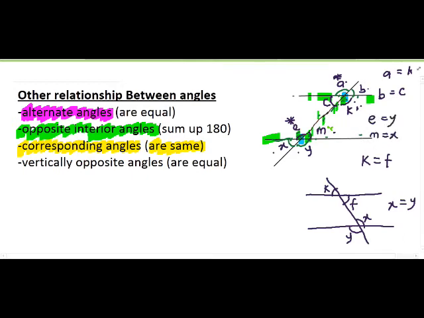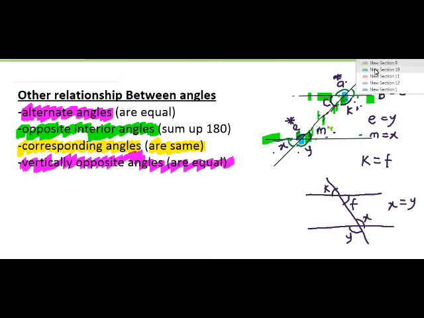I believe with that, you're going to have a good idea of vertically opposite angles. And we are actually done with the types of angles. So I think right now we can move on. We can actually move on.